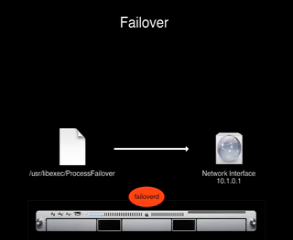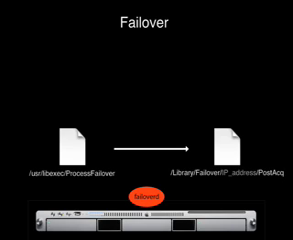The process failover script then configures the network interface and adds the master's IP address. Finally, it executes the post-acquisition scripts, which could be used to notify the admin that failover has completed successfully. Failover takes approximately 30 seconds to complete.